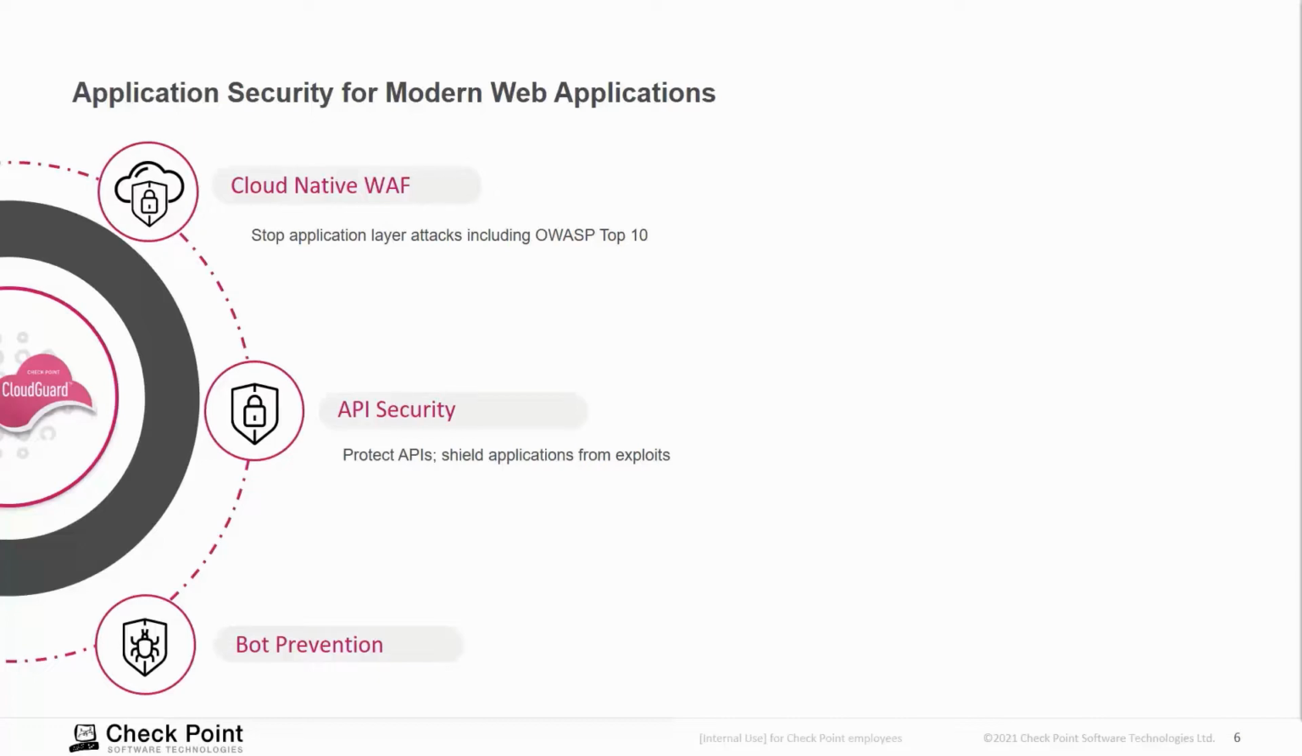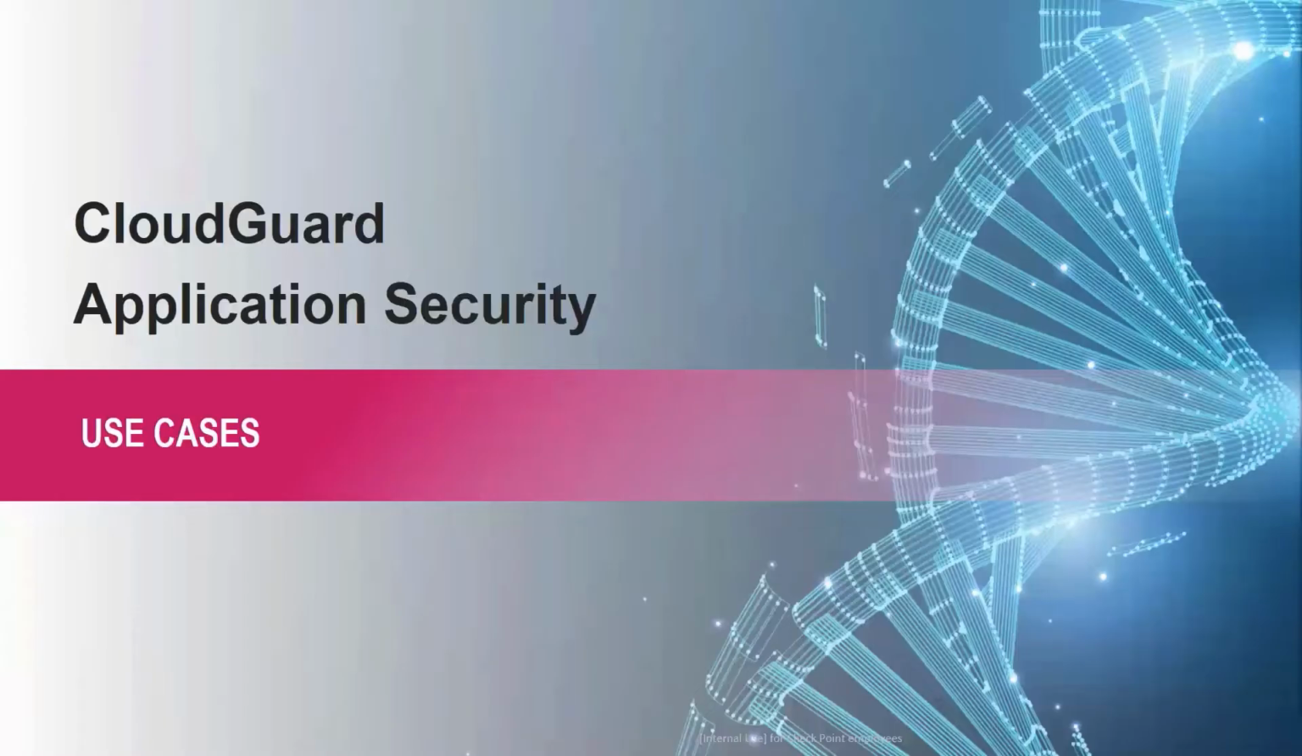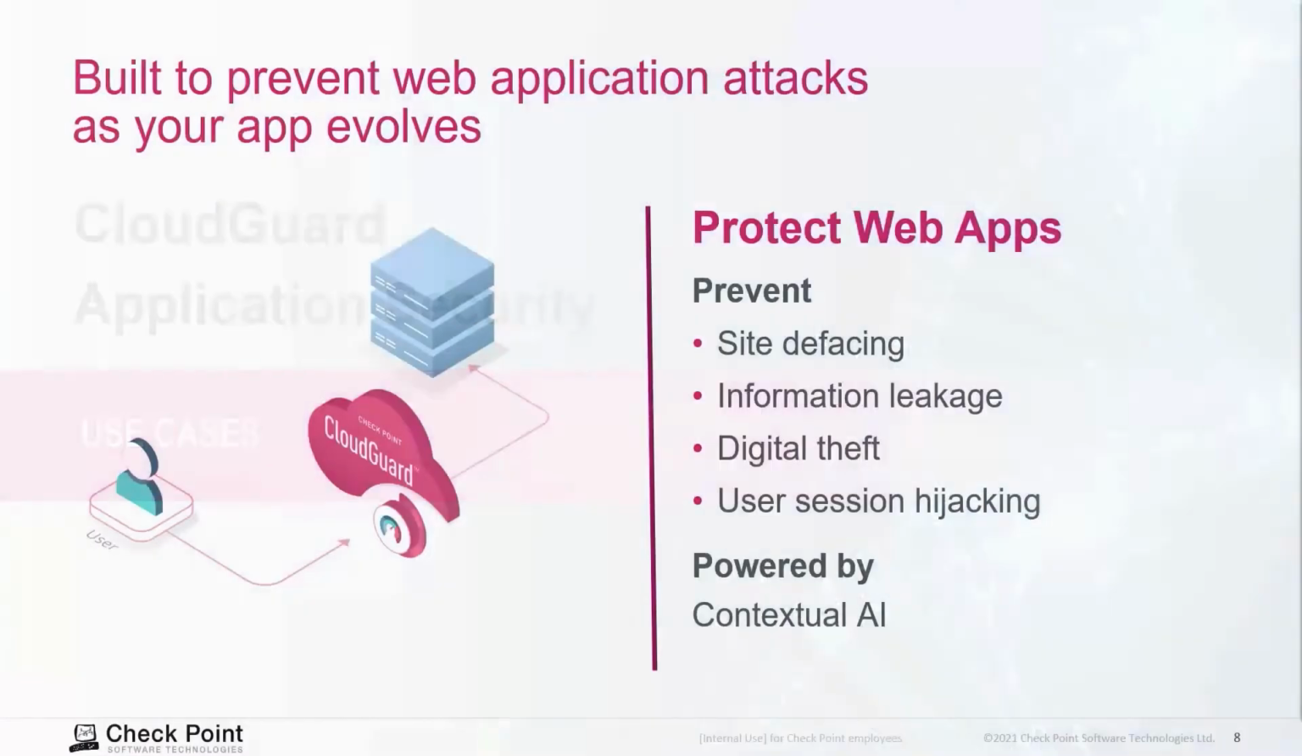The third category is what we call bot prevention. We're able to analyze the way a bot may attack your environment and prevent that attack from going forward. All of this is done with a very powerful contextual AI engine. So let's take a look at some of those use cases now.